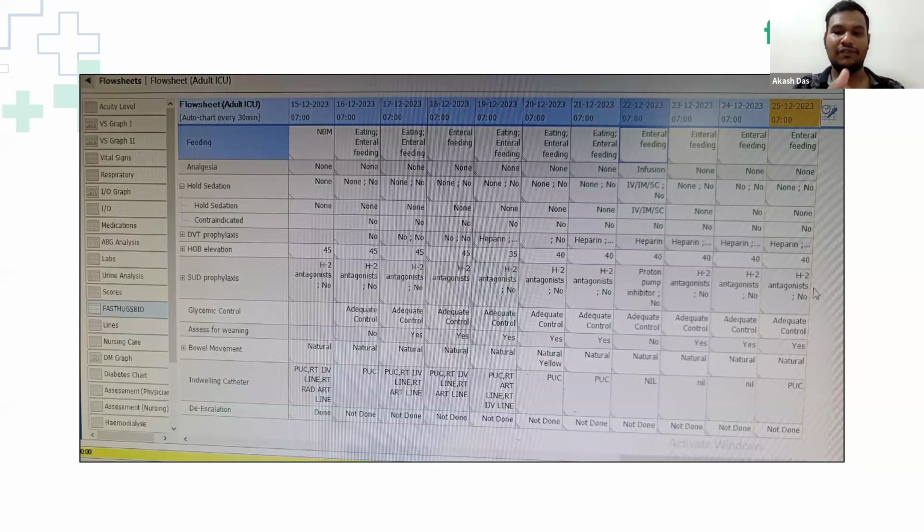So you can see what feeding the patient is getting, what analgesia the patient is getting, what sedation it is getting, whether any contraindication is there or not, DVT prophylaxis, head of the bed elevation, SUDs like stress ulcer prophylaxis, glycemic control. Have you assessed for weaning, the bowel movements, indwelling catheters, and de-escalation? Okay, so this is about FastHug BID. In your ICUs also, you can do the same.